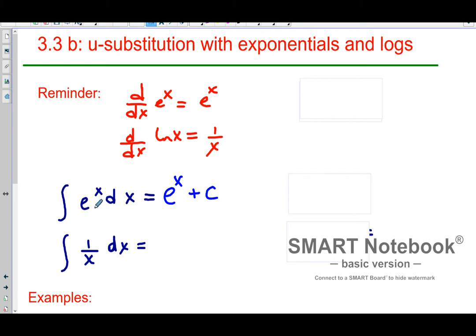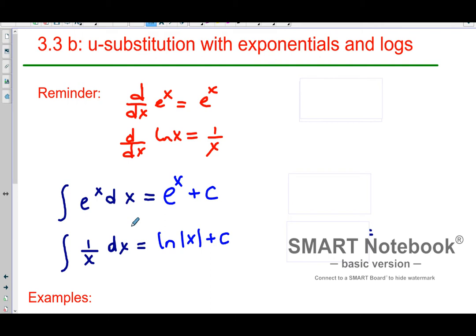Now what about the integral of 1 over x? Well, since we know the derivative of ln x is 1 over x, the integral of 1 over x will be natural log of x. But natural log is only defined for positive values, so we're going to put natural log of the absolute value of x plus c. And again, you can check it, because the derivative of ln x for positive values will truly give you 1 over x, and so that is a quick way to see this will work.